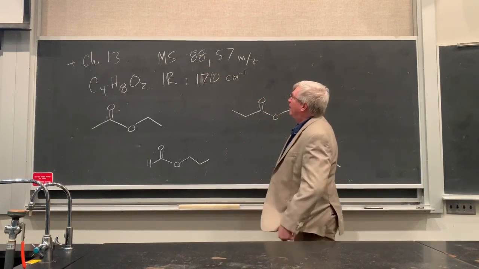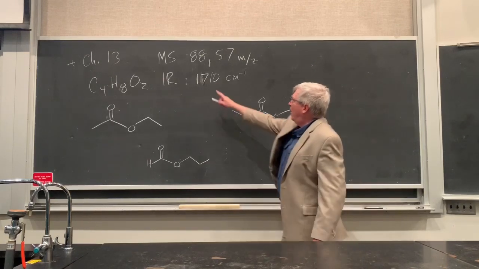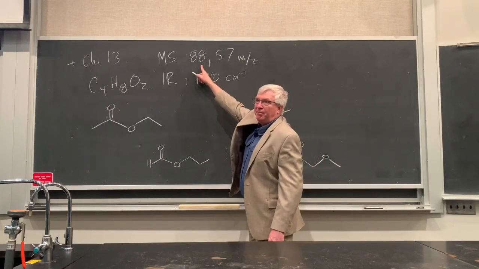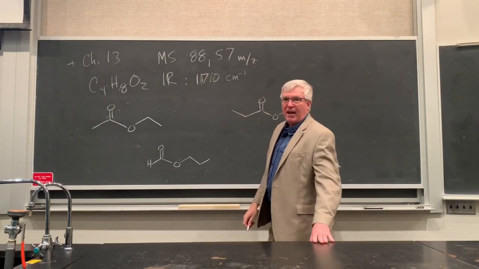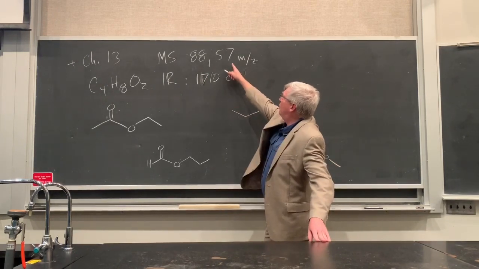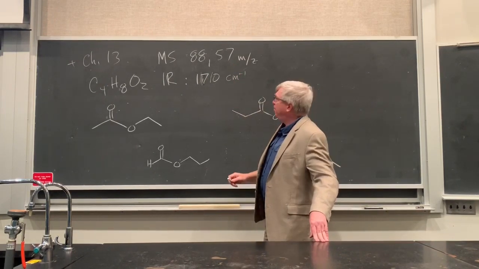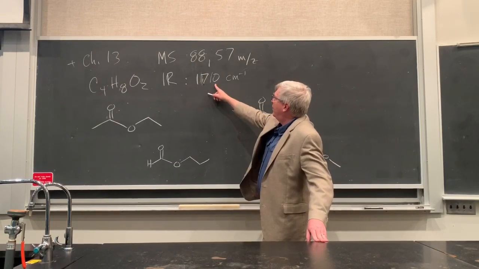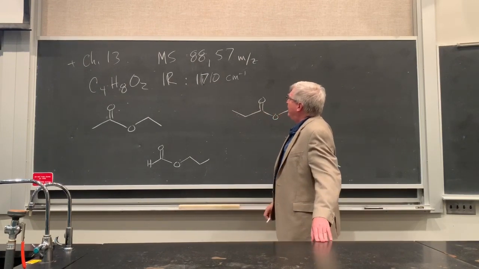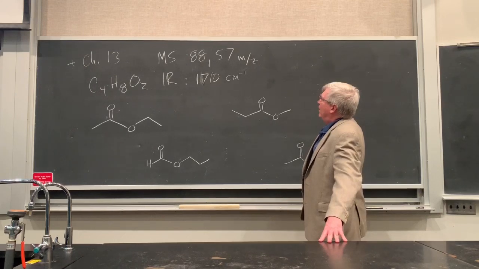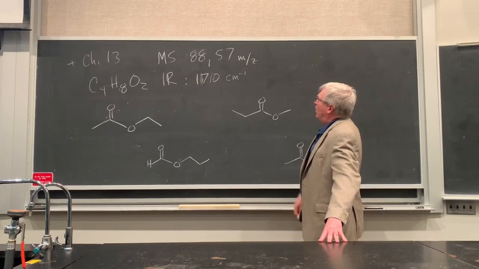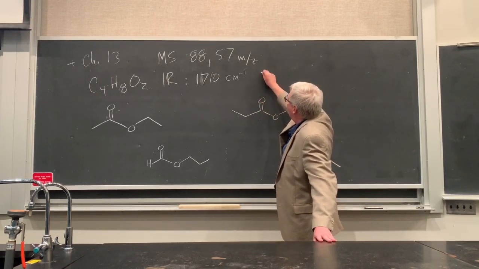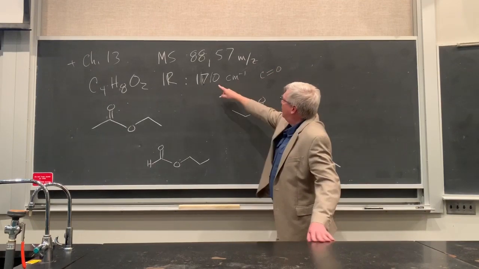The mass spec, 88 and 57, where 88 is the molecular ion peak. That's the molecular weight of the intact molecule. 57 was the base peak, the major fragment. And the IR data for this compound was 1710 inverse centimeters there. So what does this say? We've got a carbonyl, okay, 1710.